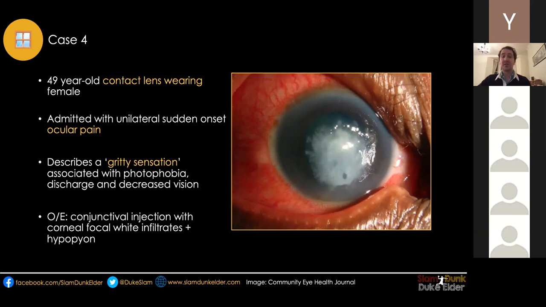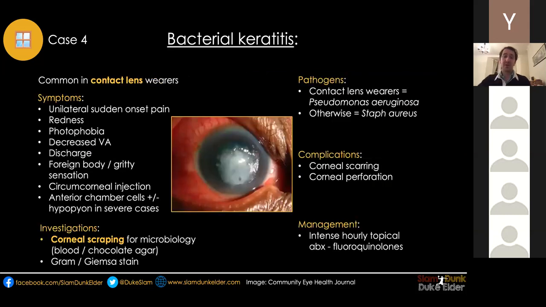So conjunctival injection with white infiltrates, and there can be a hypopyon. I don't think you can see it really on this one. So does anyone know the diagnosis? Yeah, perfect. So I'll go through all the different types of keratitis here.